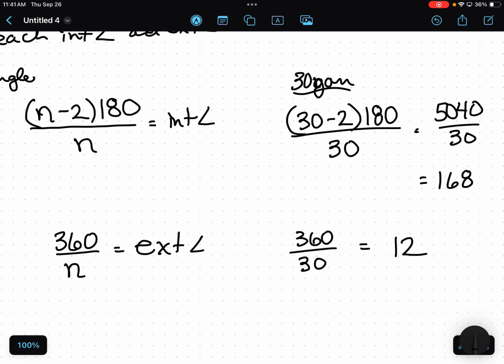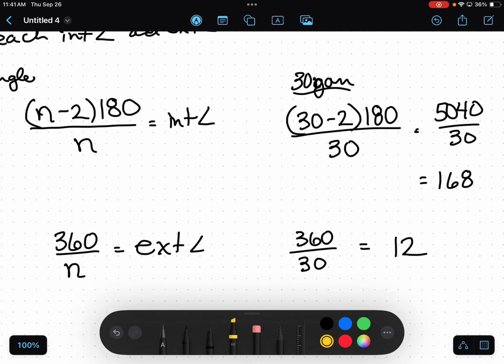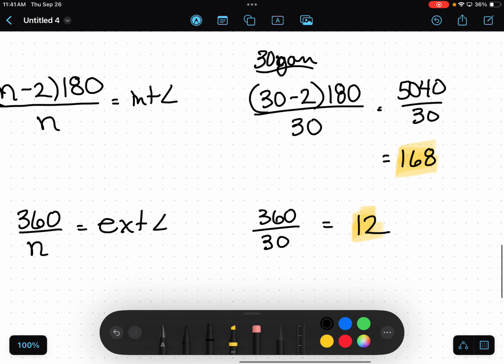And one check that you might notice is that these two numbers, and I'm going to put them in highlighters so you see them, these two answers that you got, if you do it right, if you add them together, 168 plus 12, you should get 180. And the reason for that is because it does make a straight line. Okay, so those two numbers should always add up to be 180. That's a way to check to make sure you got it right. Okay.